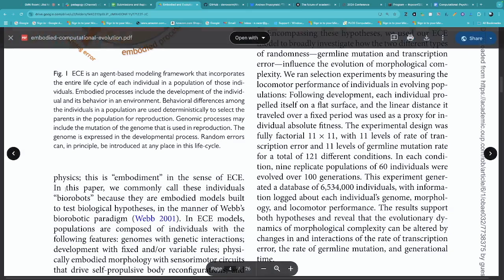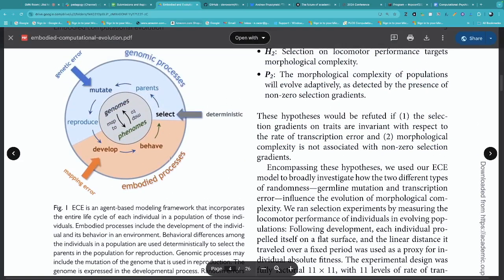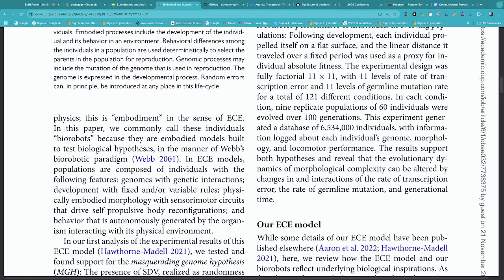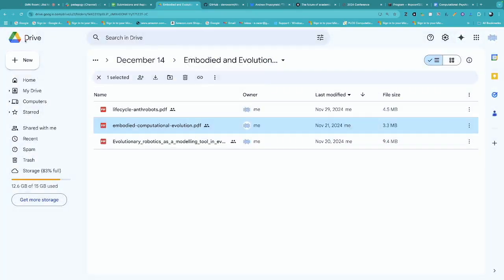In this paper, we commonly call these individuals biorobots because they are embodied models built to test biological hypotheses in the manner of Webb's biorobotic paradigm. This is Webb 2001. And so that's basically what we're doing. We're doing a very similar thing to what we did with Anthrobots in the first paper. Basically, their agents have genomes with genetic interactions, development of fixed and/or variable rules, physically embodied morphology with sensory motor circuits that drive self-propulsive body reconfigurations, and behavior that is autonomously generated by the organism interacting with its physical environment.